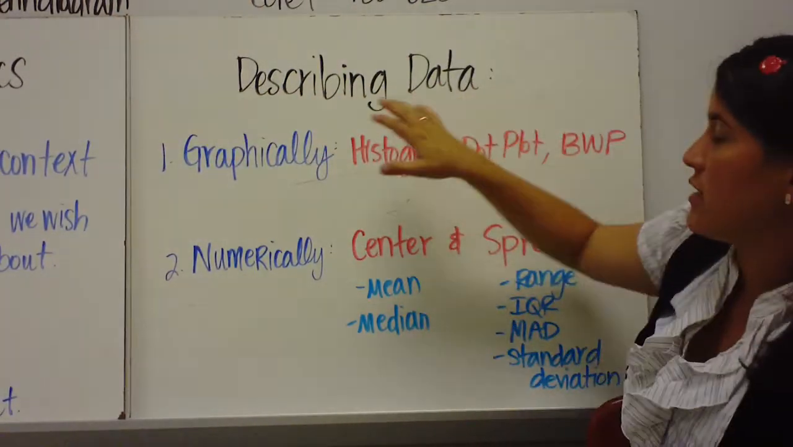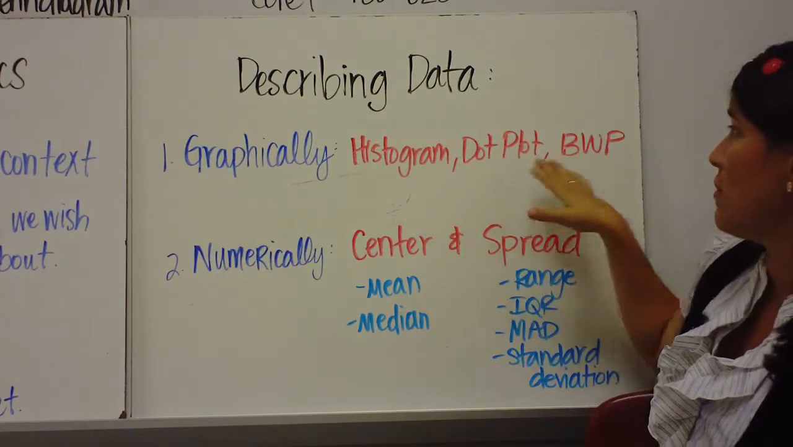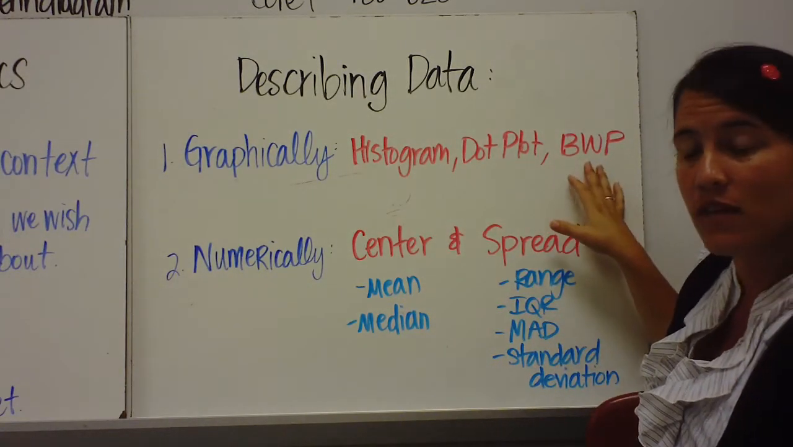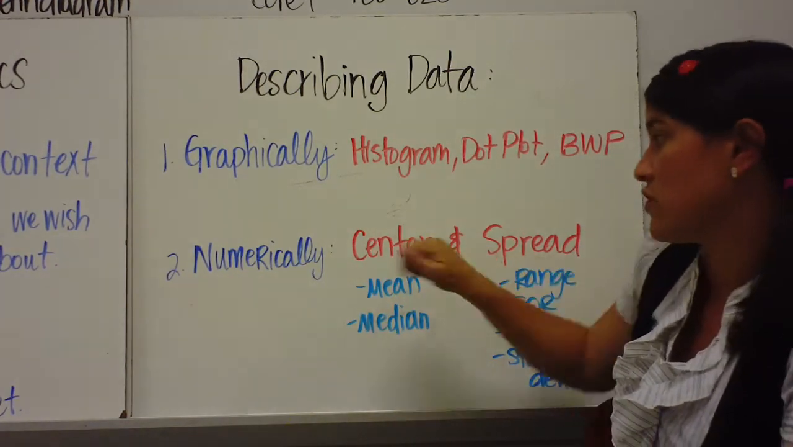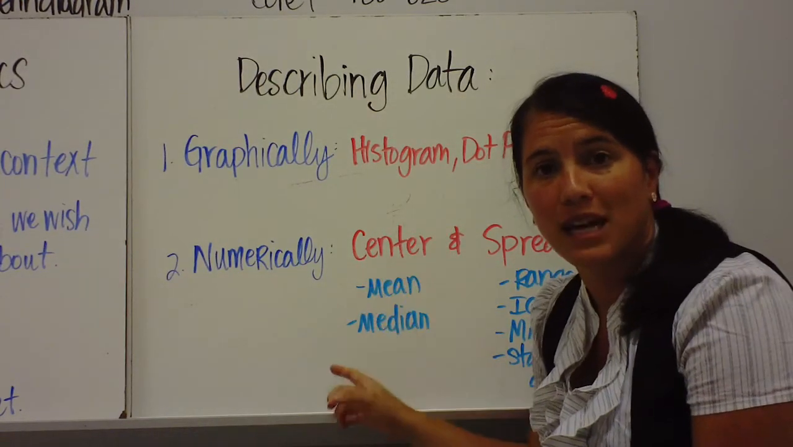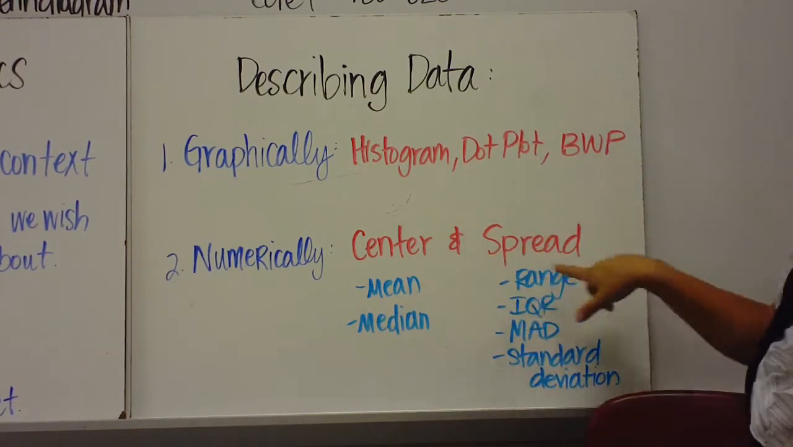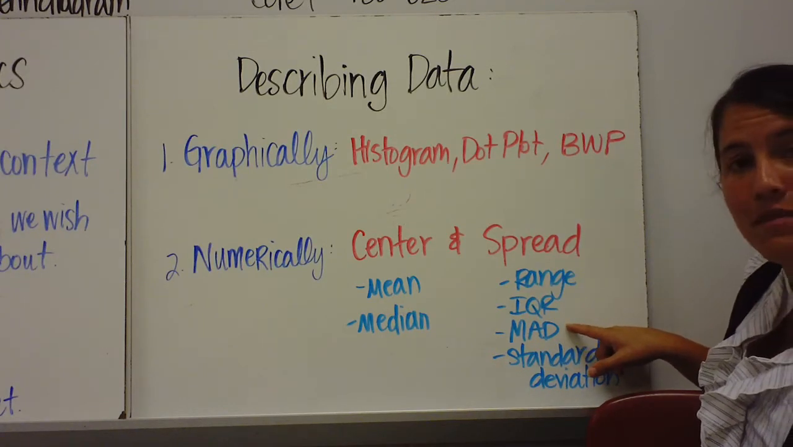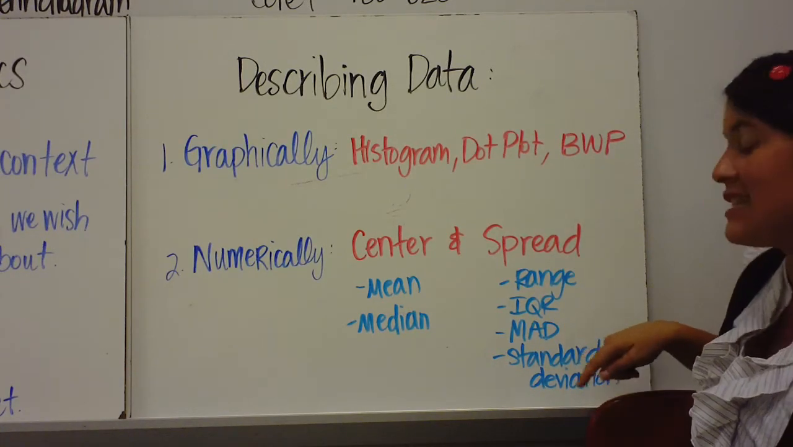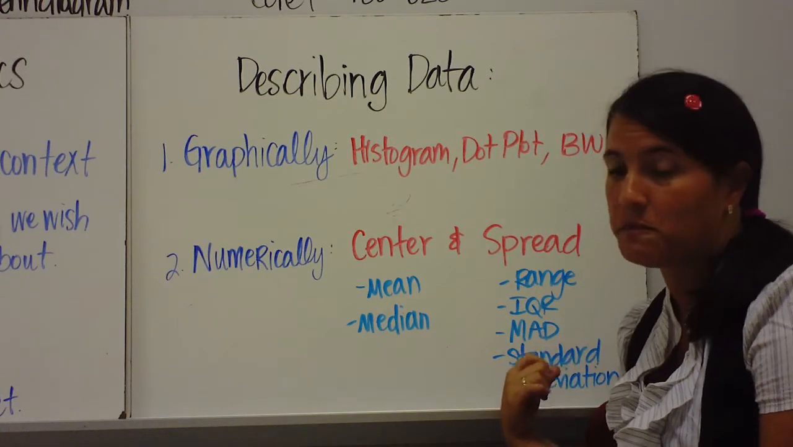Okay, describing data. So there are two ways to describe data. Graphically, with a histogram, dot plot, or box and whisker plot, or numerically with measures of center and measures of spread. So measures of center are the mean and median. You've done that since elementary school. The measures of spread are the range, the IQR, the MAD, mean absolute deviation, and the standard deviation. So the standard deviation is going to be new for you this year.